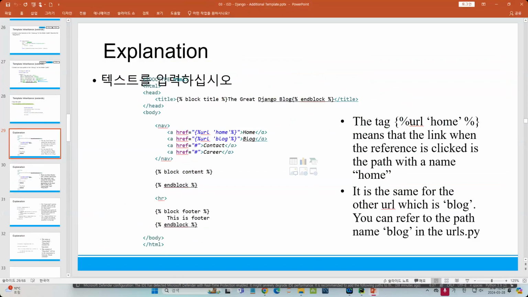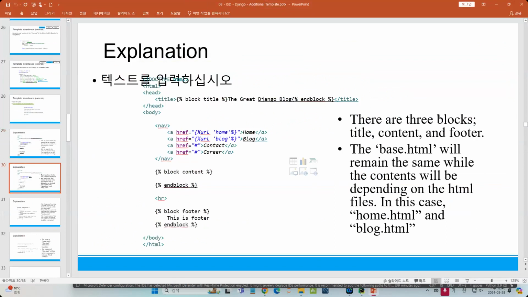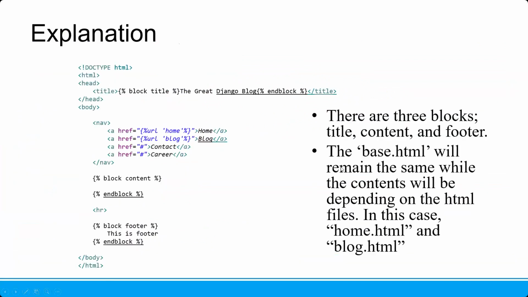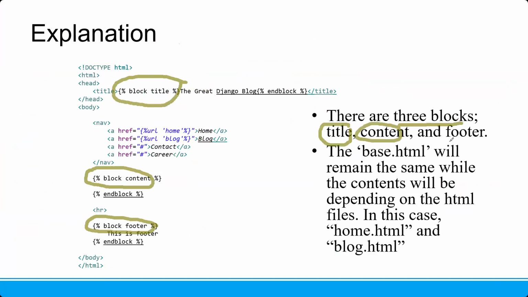First is about the tag URL, so you can access the URL. And then next is about the blocks. What does it mean by blocks? So in Django, there are at least three kinds of blocks. The first is the block for the title. The second is the block for the content. And the third is the block for the footer. So there are three blocks: title, content, and footer.